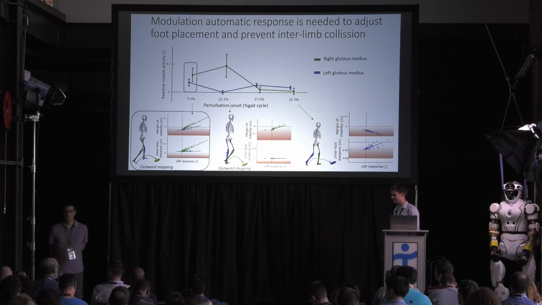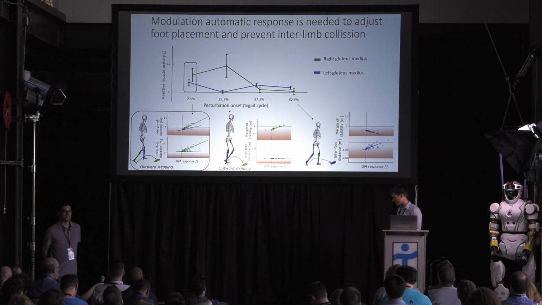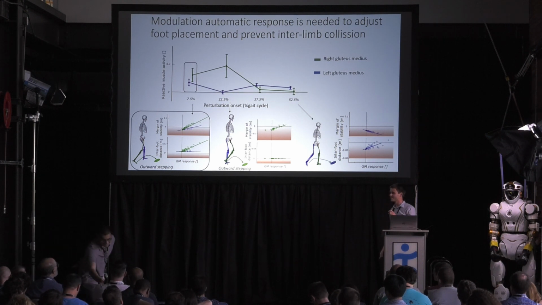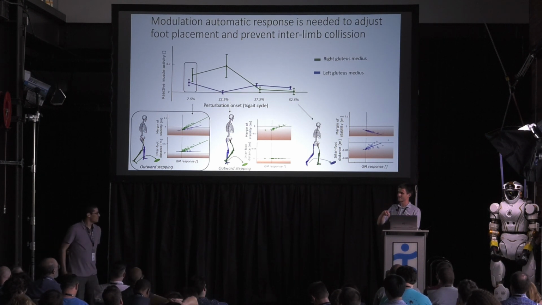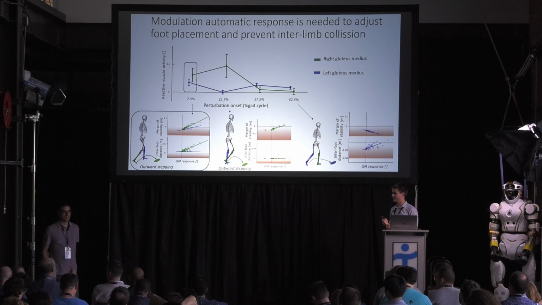What is margin of stability? It's a distance between the borders of the foot and the location of the extrapolated center of mass, which captures both the position of the center of mass and its velocity. It's based on this inverted pendulum model. That's pushing it back towards the center.